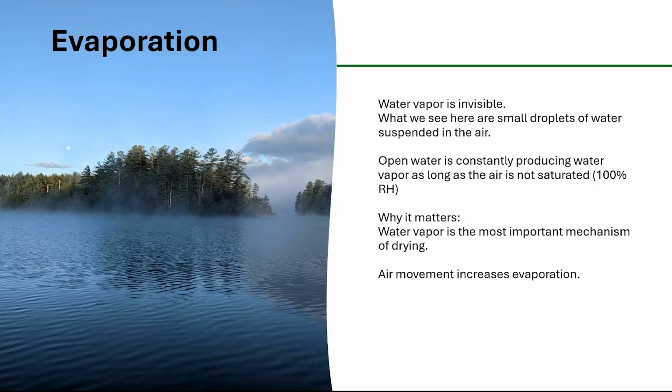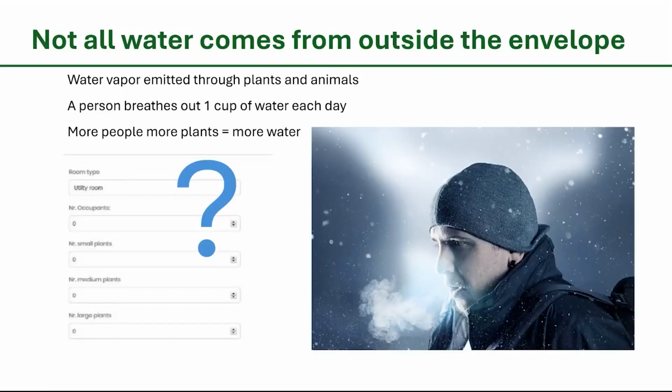And when you have air movement, if the wind were to blow over that lake, you'd have a lot more evaporation because you're moving fresh, dry air over the lake, which is sucking up more water molecules off of the surface. Has anybody ever done a heating calculation on an app or online or in a program? If you have, you'll notice that you're always asked how many occupants there are and how many plants. Why? Because people and plants are also a source of water. So not all water in our building is coming from outside the envelope. This is why we need controlled air exchange.